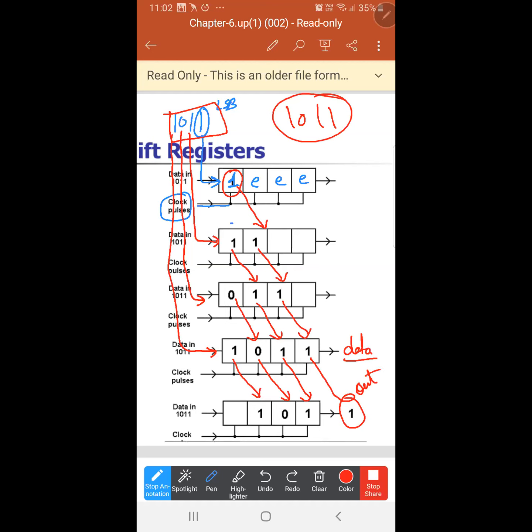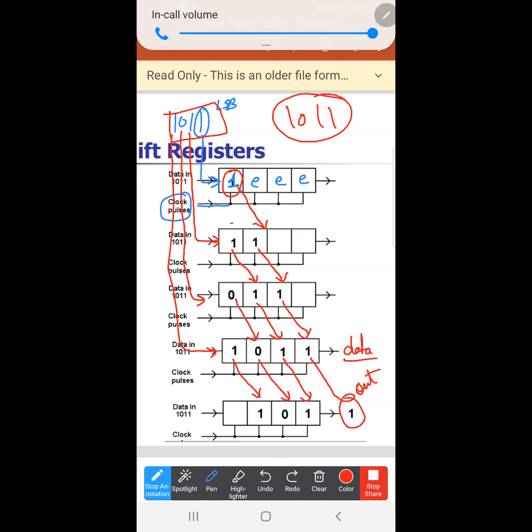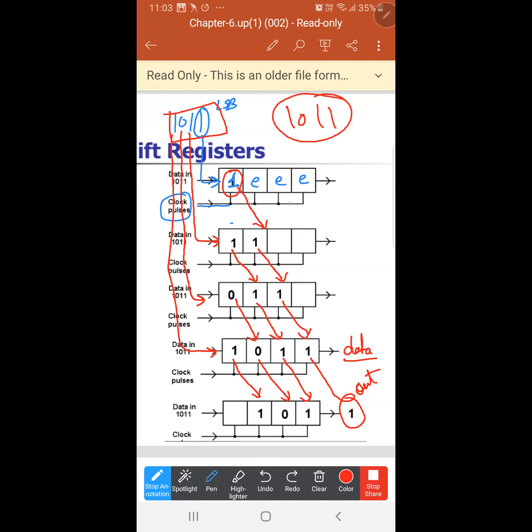Because it is a shift register, whenever you give the clock, of course shifting will occur. But as you are not giving any input data, no data will enter. Only whatever is already stored will shift. I hope that you understand the concept of shift register.